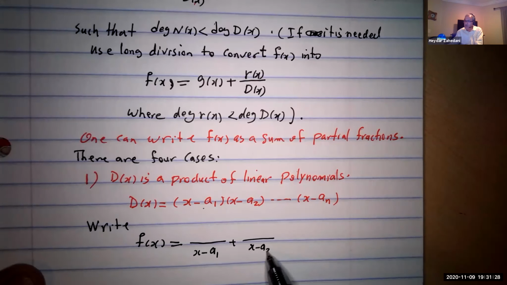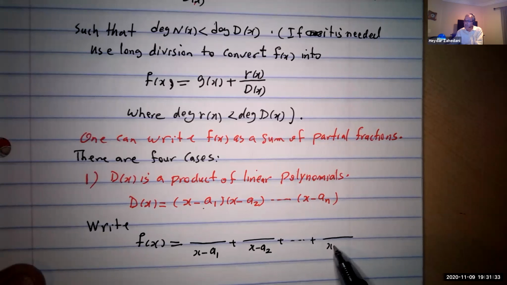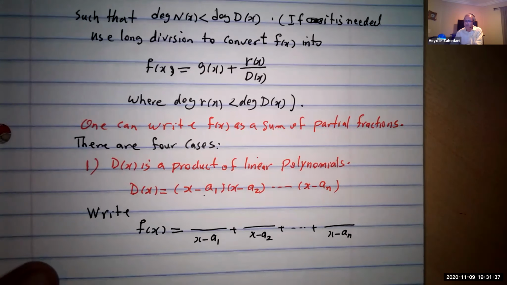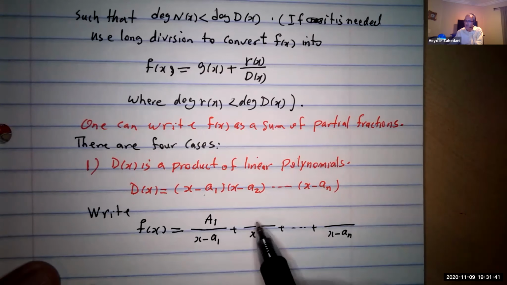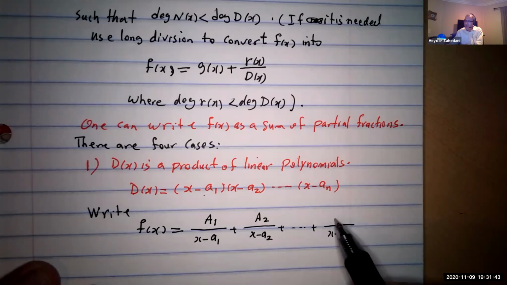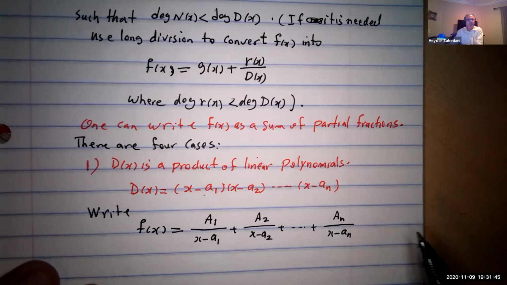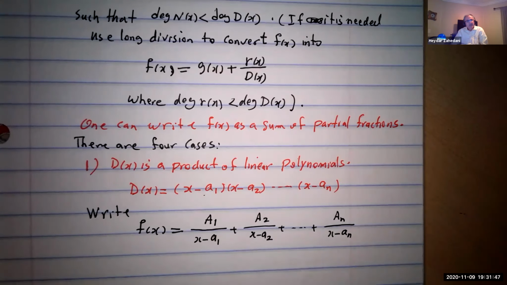It depends how many you have, up to the x minus an. So on the top is going to be the numbers that you have to find. These numbers on the top, we call a1, a2, up to an. In your book, they call it a, b, c, d, but I'm going to call it a1, a2, a3. It doesn't matter how many it's going to be.